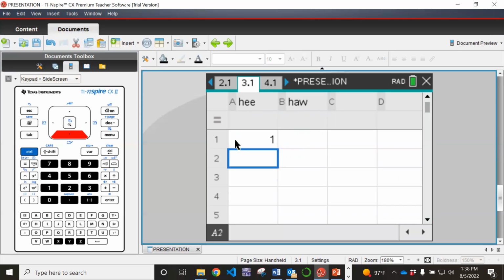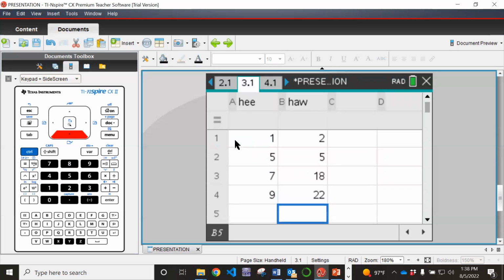So I'm just going to quickly go through 1, 5, 7, and 9. And then I'll put in some values here, 2, 5, 18, and 22.